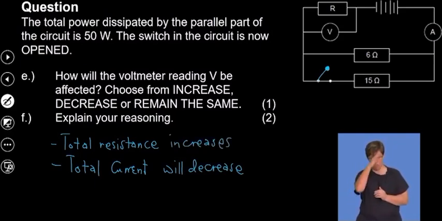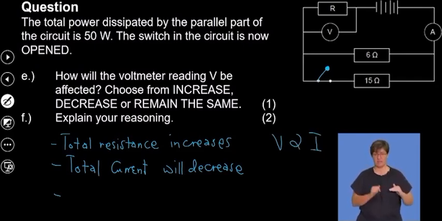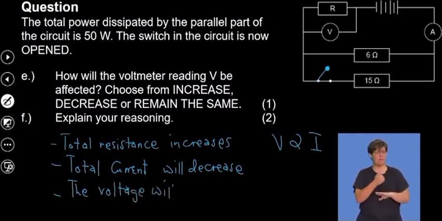It increases. So we know from Ohm's law that current and voltage are directly proportional. So if the current decreases, that will also have an effect on the voltage because V is directly proportional to I. So a decrease in current will be accompanied by a decrease in voltage. So the voltage will decrease, based on Ohm's law.